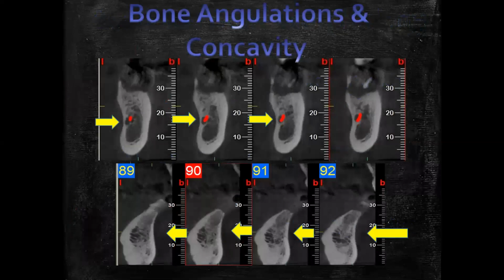B, bone angulation and concavity. Now, you know in the lower anterior region, the bone is slightly lingually inclined. Similarly, in the mandibular posterior region, there is a submandibular gland fossa, which causes a lingual concavity. So you need to analyze whether any bone angulation or concavity is present.